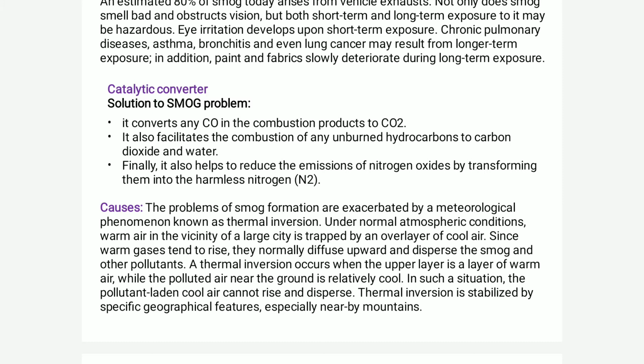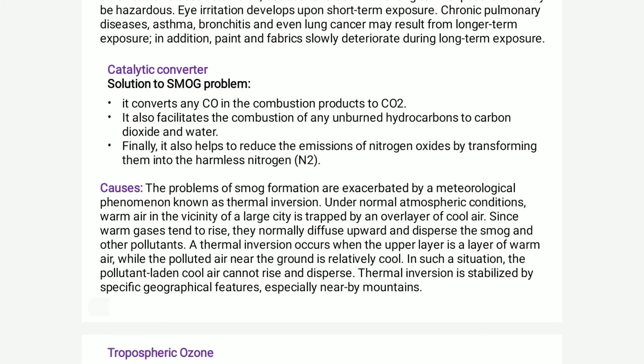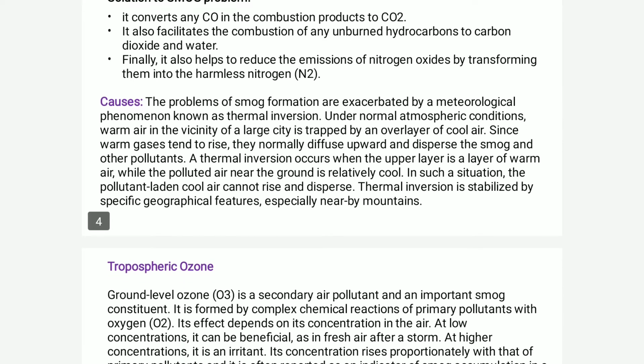Causes. The problems of smog formation are exacerbated by a meteorological phenomenon known as thermal inversion. Under normal atmospheric conditions, warm air in the vicinity of a large city is overlaid by cool air. Since warm gases tend to rise, they normally diffuse upward and disperse the smog and other pollutants. A thermal inversion occurs when the upper layer is a layer of warm air while the polluted air near the ground is relatively cool. In such a situation, the pollutant-laden cool air cannot rise and disperse. Thermal inversion is stabilized by specific geographical features, especially nearby mountains.